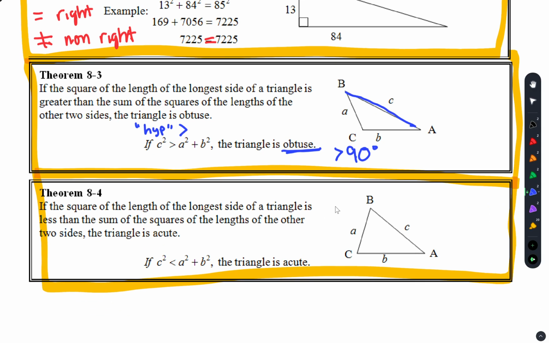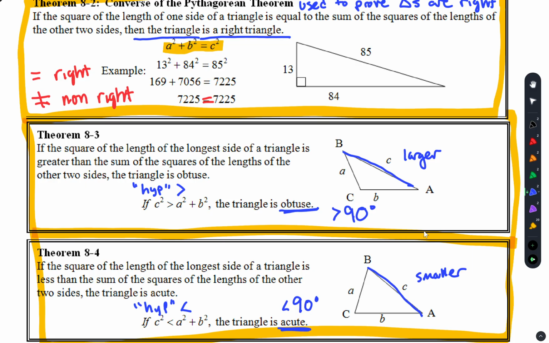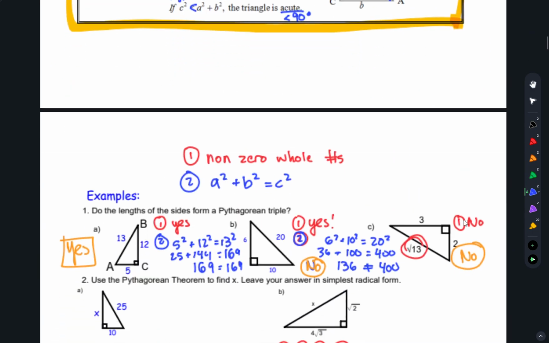On the opposite of that, if our so-called hypotenuse, aka the longest side, is less than leg 1 squared plus leg 2 squared, then our triangle is acute, which means all of the angles are less than 90 degrees. So again, to recap, if the hypotenuse is larger than the sides, it's obtuse. If the hypotenuse is smaller than the sides, it's acute. And if the hypotenuse is equal to leg 1 plus leg 2, then we have a right triangle. So let's get into the examples.